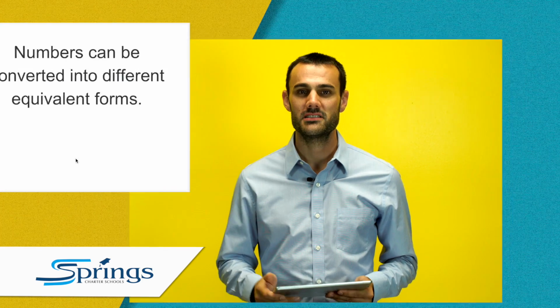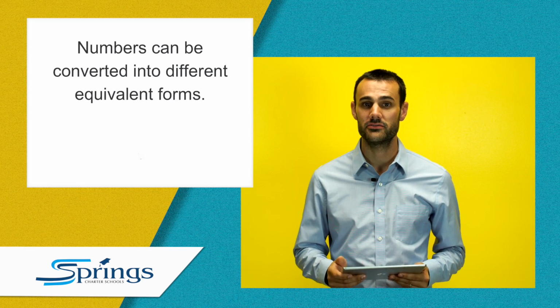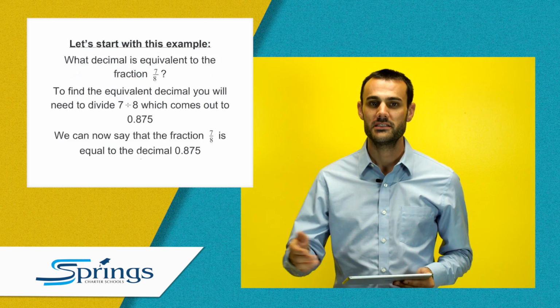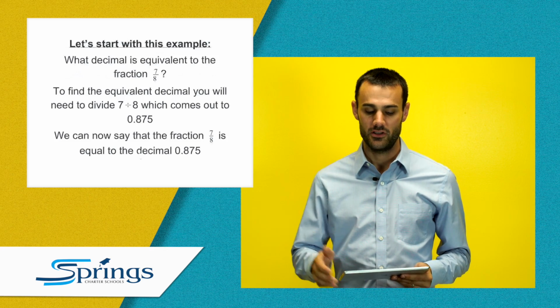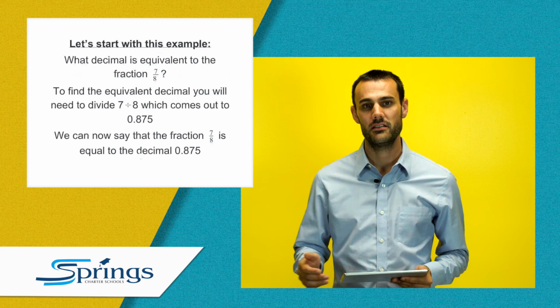First and foremost, one of the most important things you need to take away from today's lesson is that we can write numbers in different formats and they can still be equivalent. So a decimal can be equivalent to a fraction and a fraction can be considered equivalent to a decimal. Let's start with this very first example. What is the decimal equivalent to the fraction 7/8?